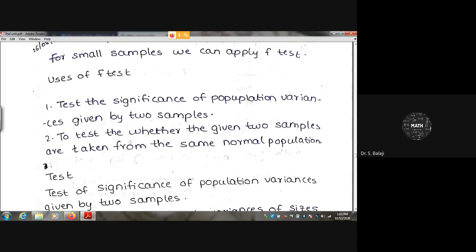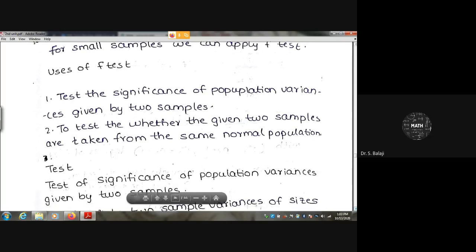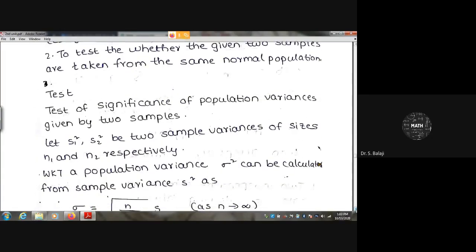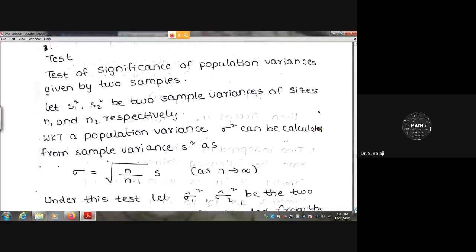Similarly, to test whether the two given samples are taken from the same normal population or not, you can identify that with the help of the F test. The F test is used to test the significance of the variance, and whether the samples are taken from the same normal population, with the help of the F test.